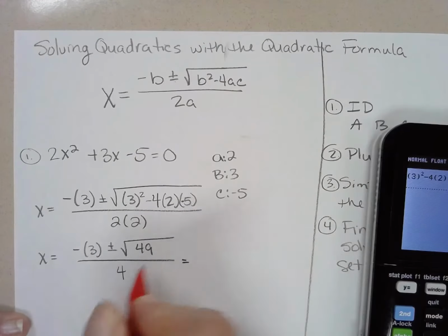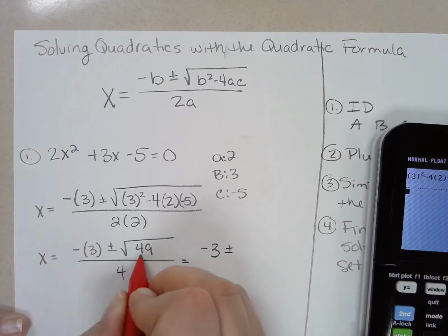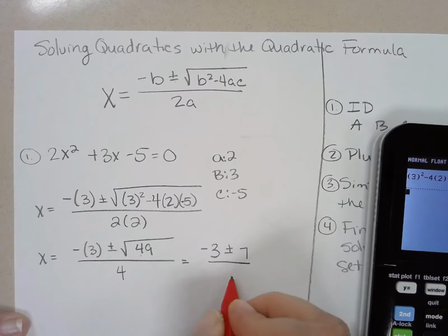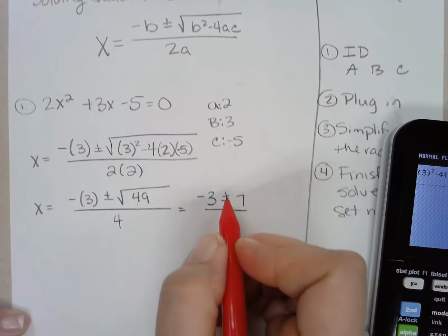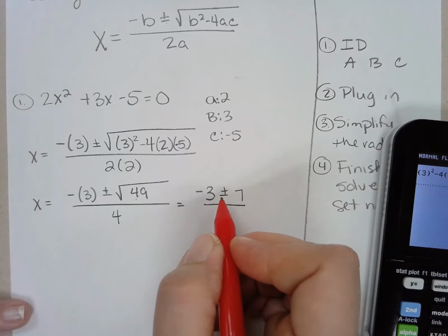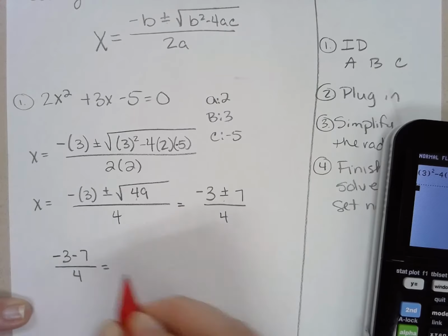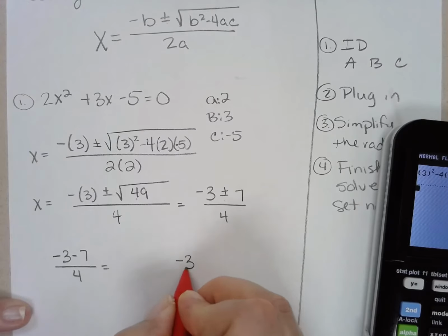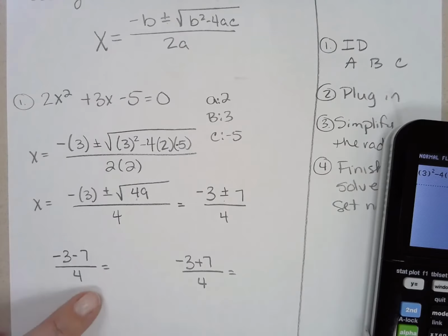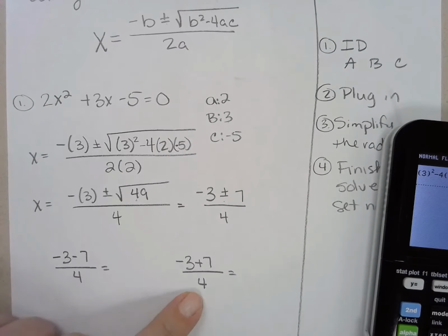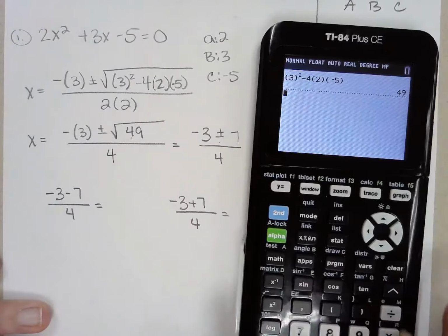So we're going to keep simplifying. Negative 3 plus or minus the square root of 49, which is 7, and it's all divided by 4. So we have a plus or a minus, so we need to do this problem once with a minus sign. So negative 3 minus 7 divided by 4 is going to equal something, and negative 3 plus 7 divided by 4 is going to equal something. I always put them in order from the negative first and then the positive. That way, I generally have already got my answers in order from least to greatest.